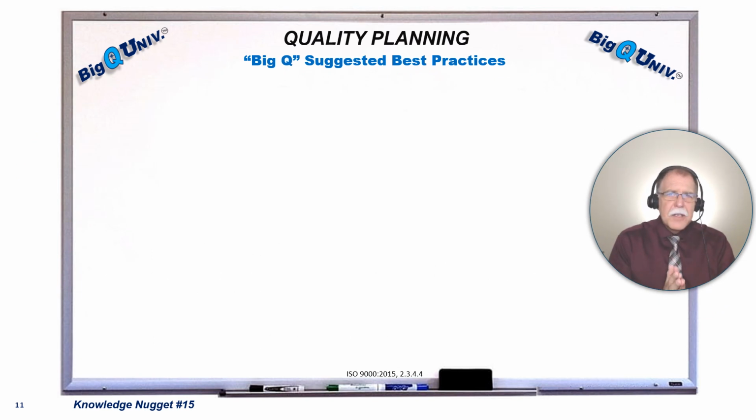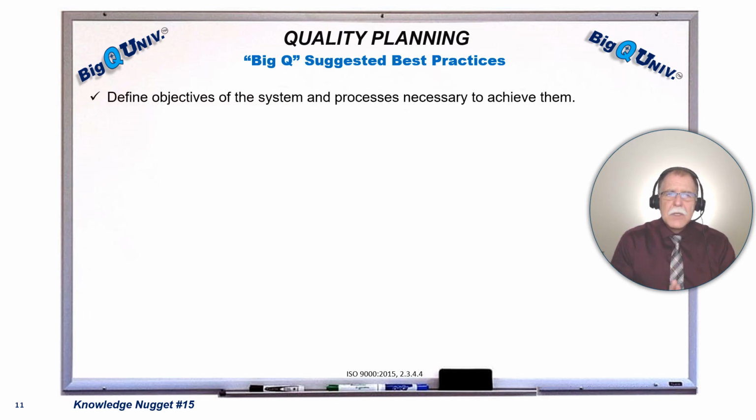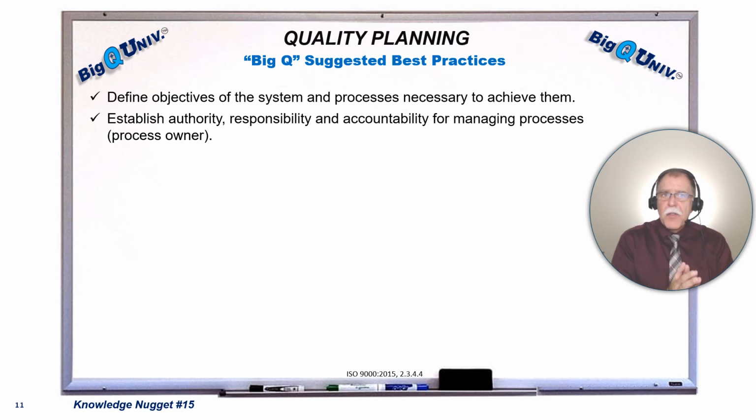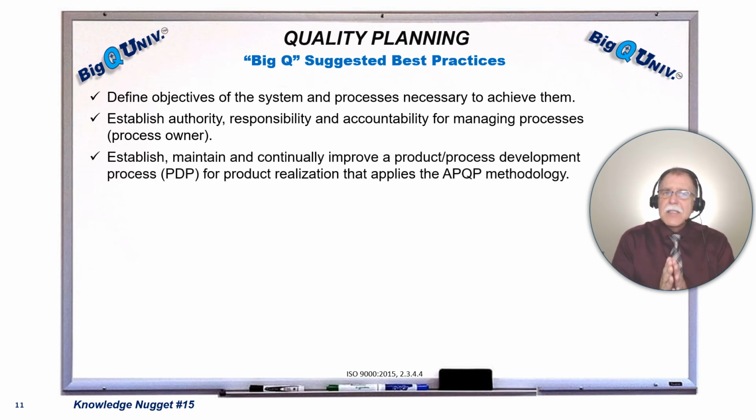So let's bring this knowledge nugget to a close by taking a look at some big Q suggested best practices for quality planning. First, we want to define objectives of the system and processes of the system and understand the necessary processes or process activities necessary to achieve those objectives. We want to establish authority, responsibility, and accountability for managing processes, what we call process owners. Establish, maintain, and continually improve a product process development process, PDP, for product realization that applies the APQP methodology, Advanced Product Quality Planning methodology.